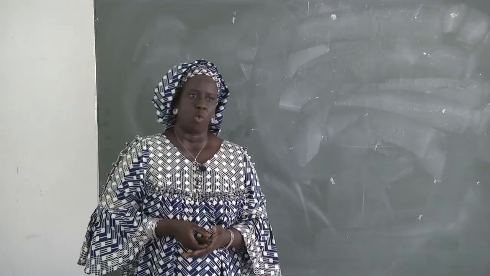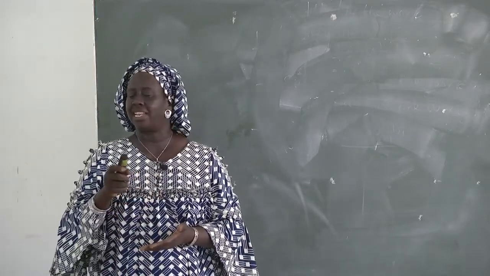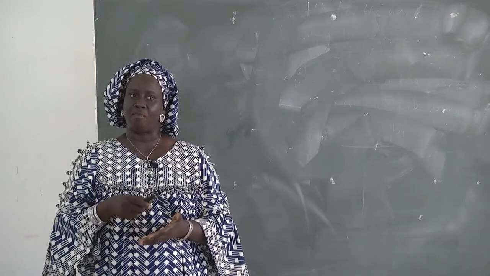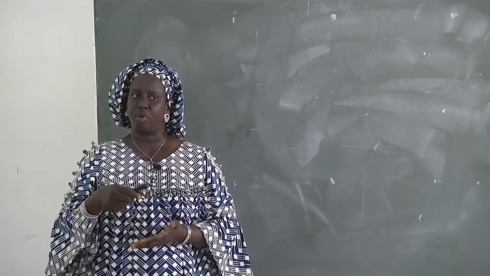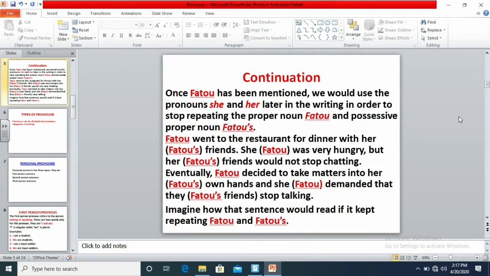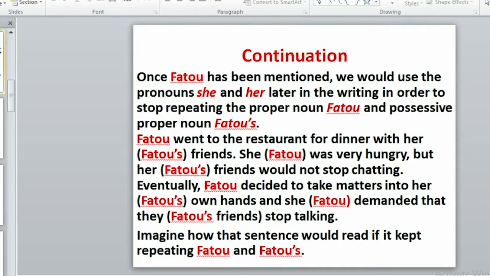Okay. Once Fatu has been mentioned, we would use the pronouns she and her later in the writing or in the speech in order to stop repeating the noun Fatu and the possessive Fatu's. Let's look at these sentences. This example. Fatu went to the restaurant for dinner with her friends. She was very hungry, but her friends would not stop chatting. Eventually, Fatu decided to take matters into her own hands, and she demanded that they should stop talking.